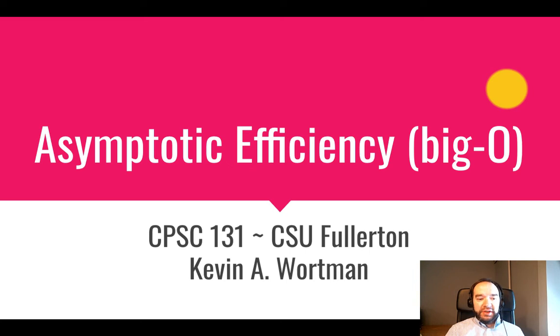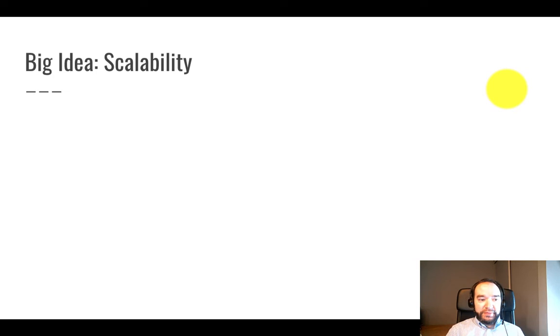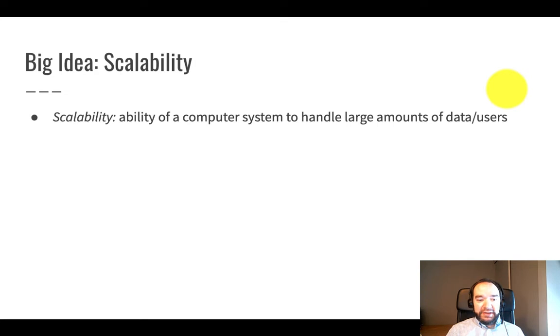Hi guys, this is a video on asymptotic efficiency, sometimes also known as Big O. The big idea that this concept deals with is that of scalability. Scalability is the ability of a computer system to handle large amounts of data or users.